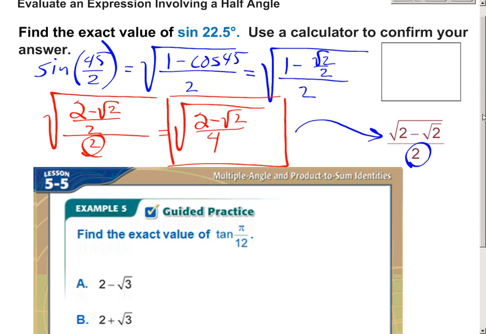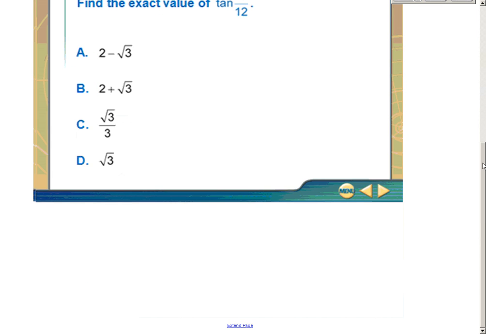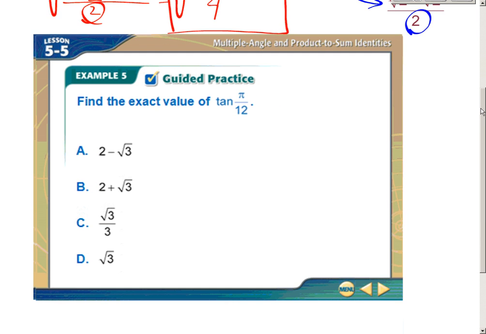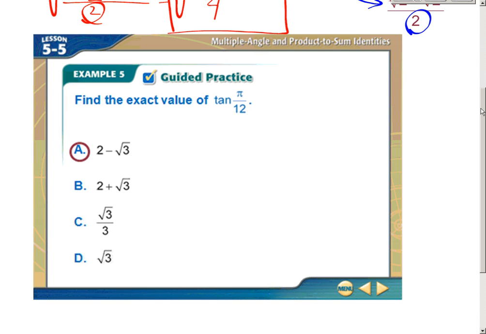Try this next problem on your own. Once again, when you have the angle given in radians, you do have the option of changing that to degrees to work with. Try that and enter your answer. And the answer is A, 2 minus the square root of 3.